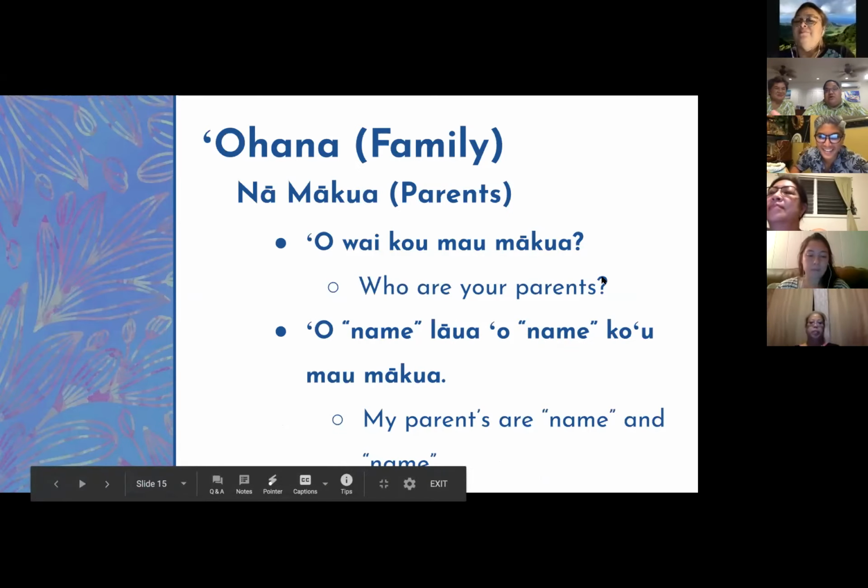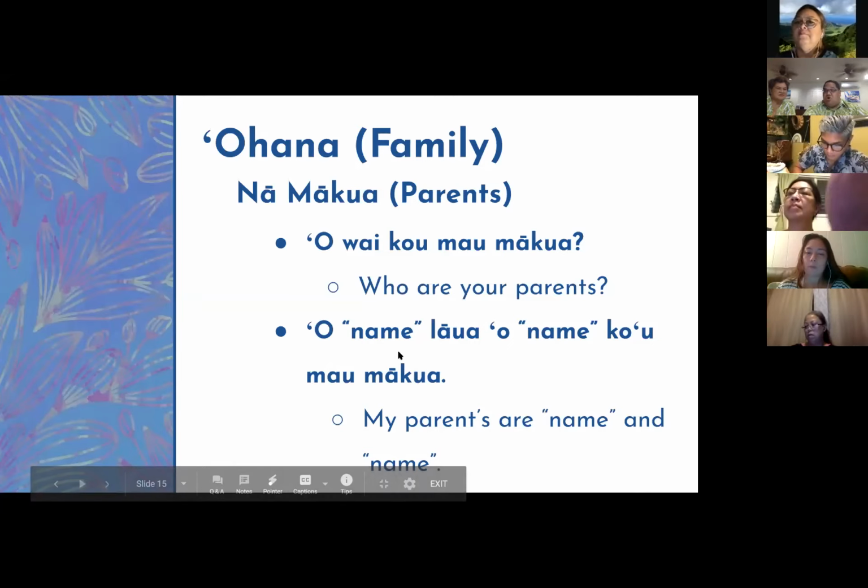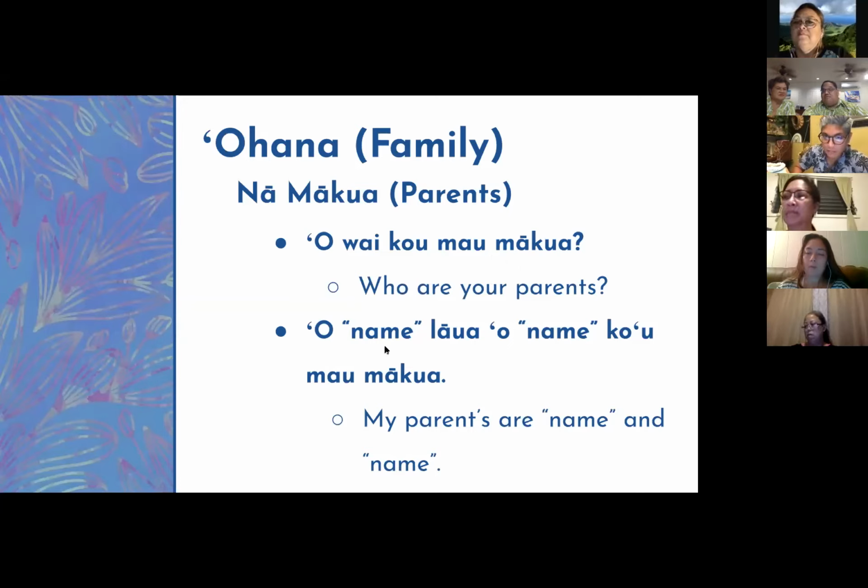So this is a little bit more tricky question. So asking, ʻO wai ko mau makua? Who are your parents? The mau is the pluralizer, and it just adds like the S at the end of parent. So ʻO wai ko mau makua? Who are your parents? And to answer, it's a little bit harder. You're going to say ʻO name, lawa ʻO name koʻu mau makua. And you can choose what order. You can say mother first or father first, or vice versa.